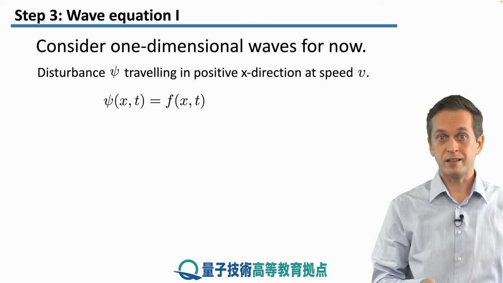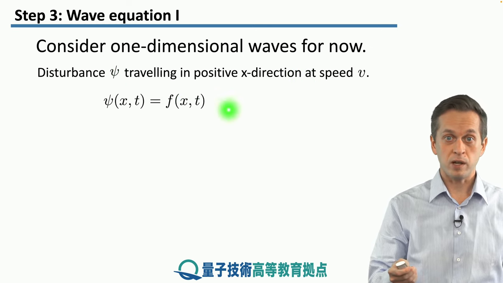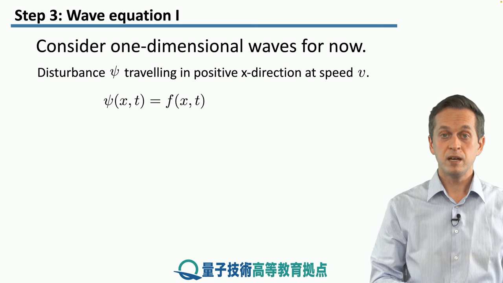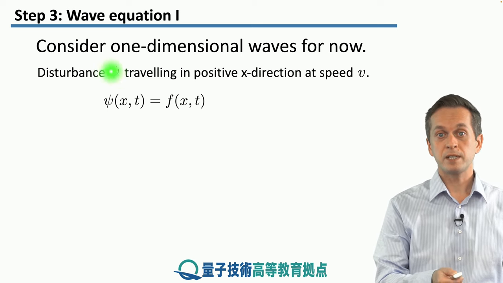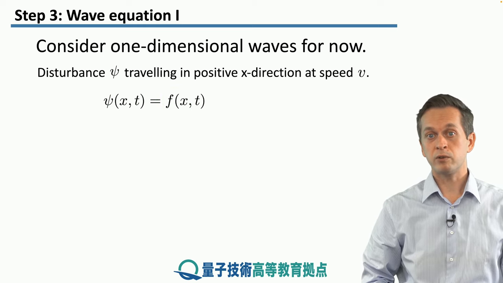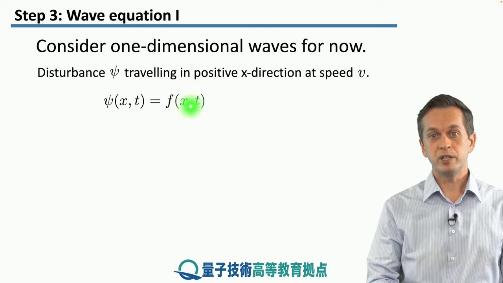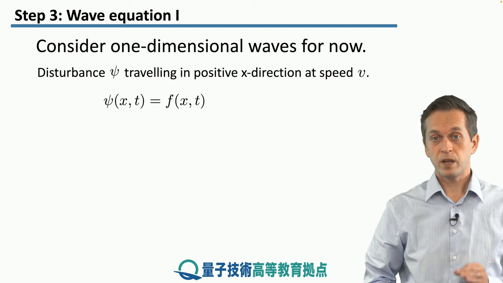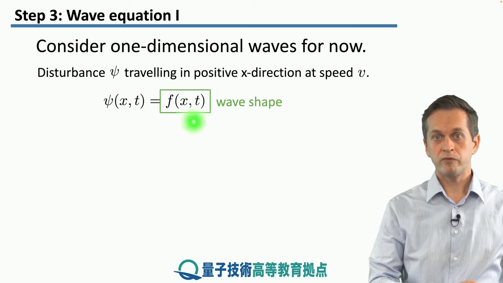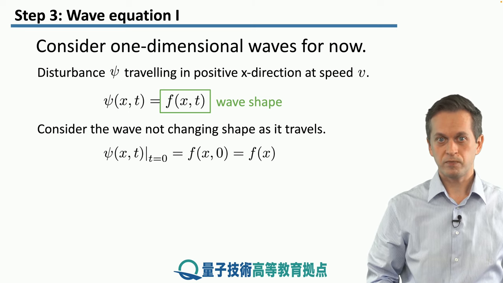We will start by saying that this disturbance, or this wave, is traveling in one dimension, and let's say it's traveling in the positive x direction at some speed v. We will call this some function psi of x and t. Whenever we want to talk about a general wave, we're just going to use the Greek symbol psi. It will have some functional form, which we usually call f, and this will depend on the position where the wave is and the time. Often we refer to this as the wave shape or the waveform, or just simply the wave.